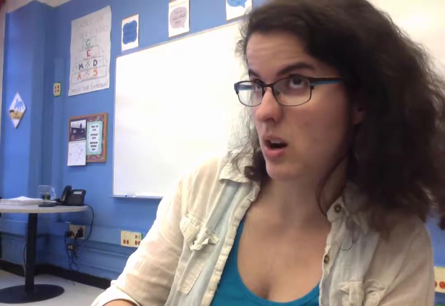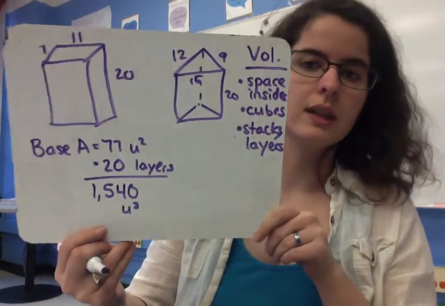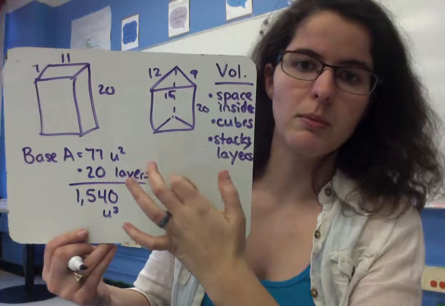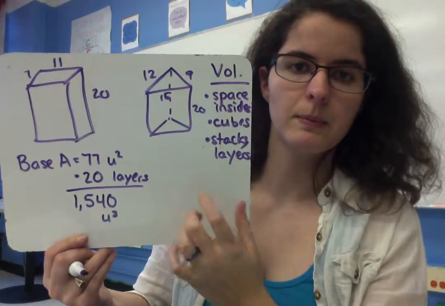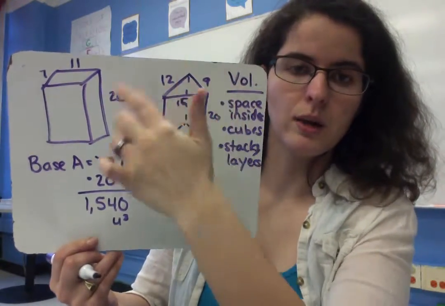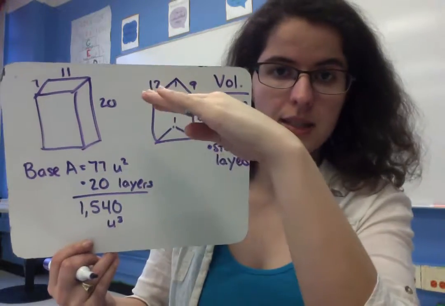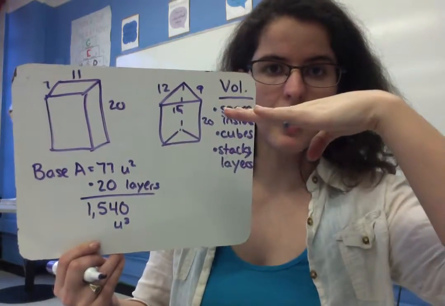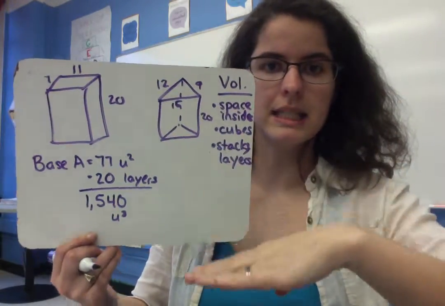If I do 77 times 20, let's see, 70 times 20 would be 1,400. 7 times 20 is 140. 1,540, I think. Yep, 1,540 cubes, or units cubed, that would fit into that space. So I took my base area and I multiplied it by the height. Here, my base is a triangle, not a rectangle, but it's still going to be that same concept of taking that and layering it 20 times.